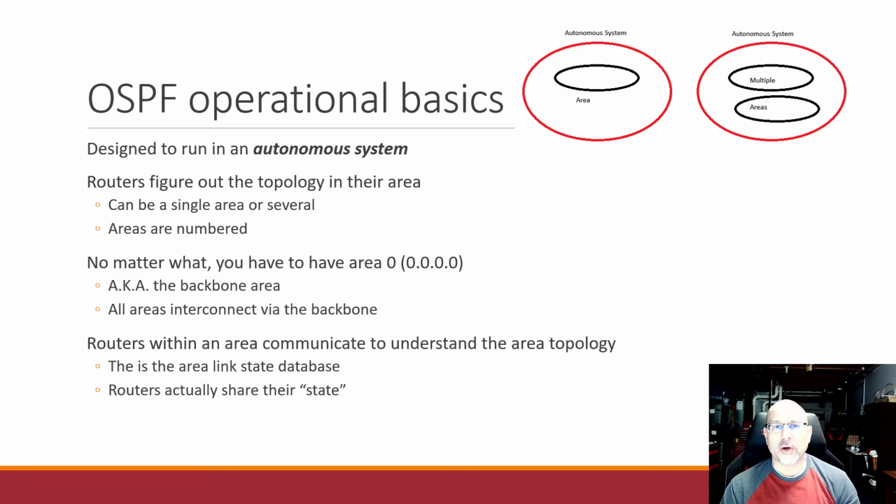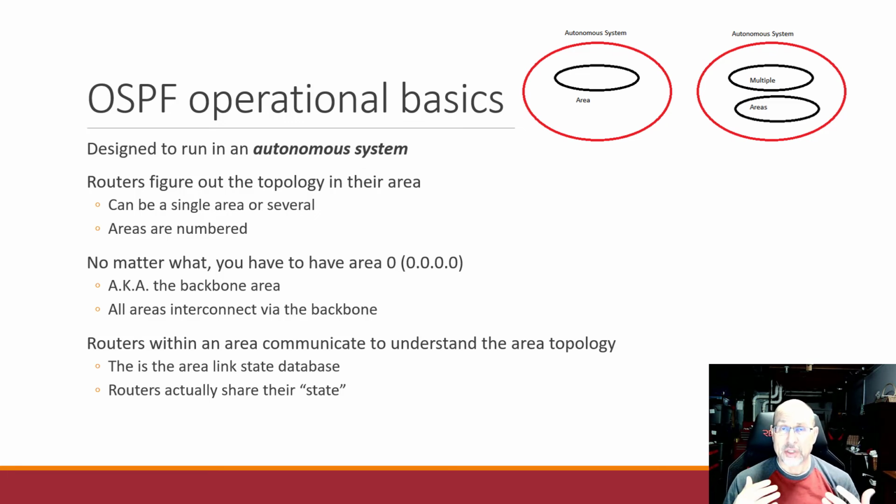Operationally, OSPF runs in an autonomous system. So that administrative control thing that I was talking about, well, that is the autonomous system. The other operational idea is that routers within an OSPF autonomous system are trying to figure out their area topology. Now, as we can see in the graphic above, you can have one area or you can have multiple areas. Whatever area you live in, your router's job is to find out your topology within that area. And the autonomous system collects all of the areas together.